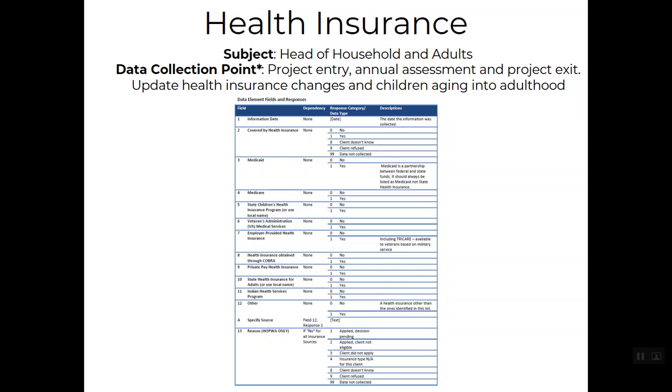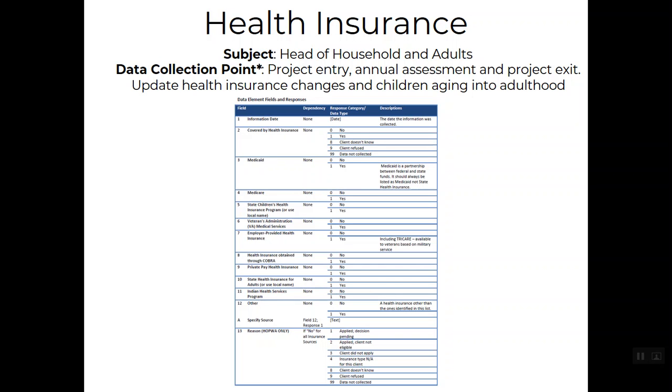Health insurance is to be collected for each head of household and all adults in a household that is in your program enrollment. And just like all other program-specific data elements, it should be captured at program entry, at your annual assessment, and then at project exit. You should be updating any health insurance changes as they happen by taking an update assessment. And also, just like with income, if a child ages into adulthood throughout the course of a program enrollment, then you must go back and update this information for that child as well.